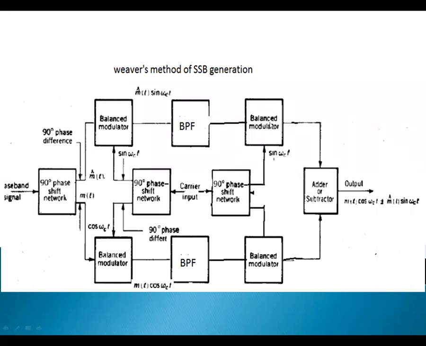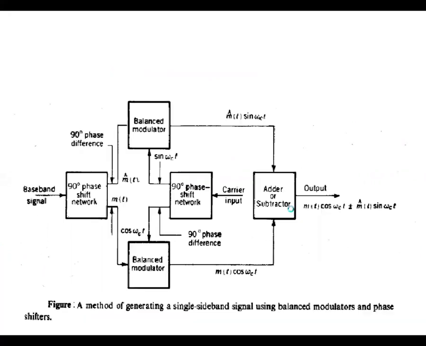Again, one more pair of balanced modulators, where the carrier is 90 degrees phase shifted. The output of the first balanced modulator is given through a band pass filter to the second balanced modulator. Again, the downward output of the balanced modulator is given through a band pass filter to the balanced modulator. So now the second pair of balanced modulators outputs are M of t, M cap of t sin omega ct, and M of t cos omega ct, which are given to an add and subtract network like the previous one.